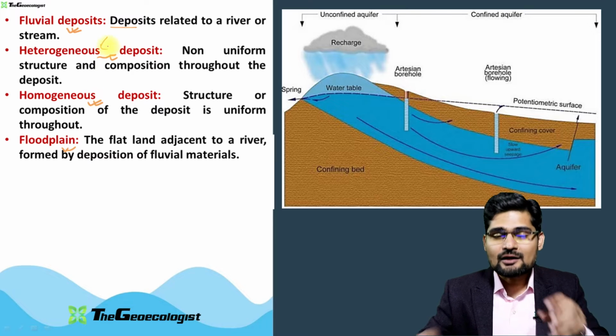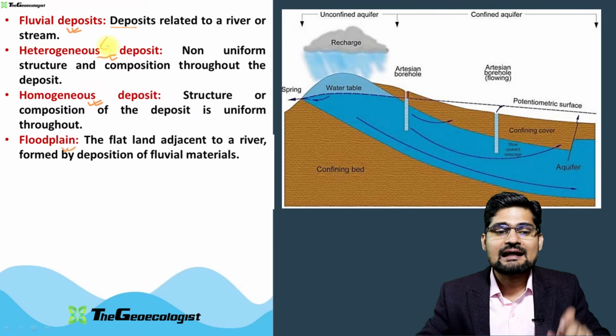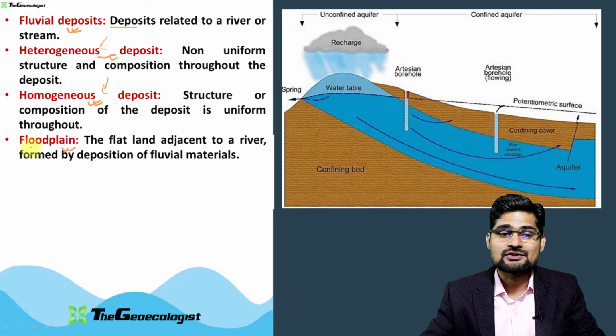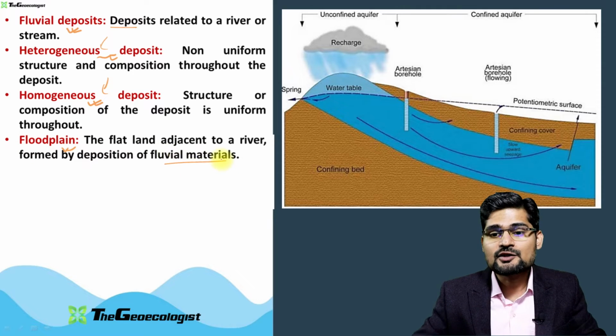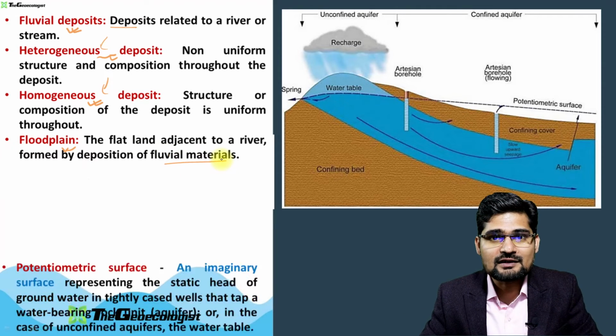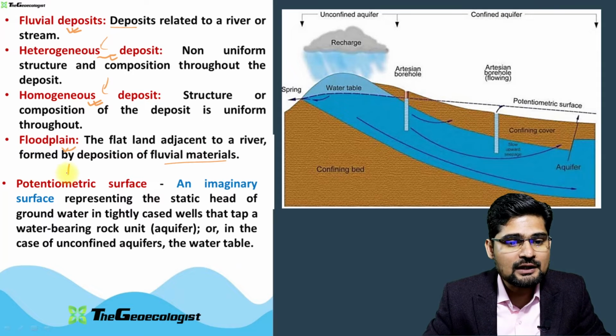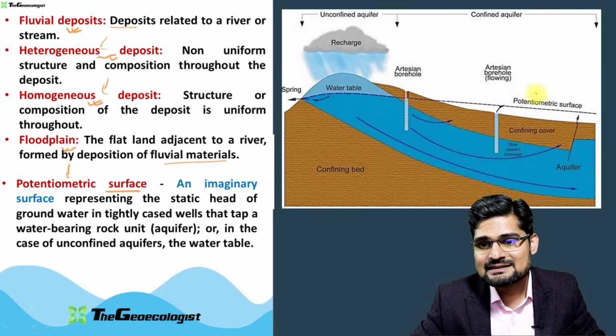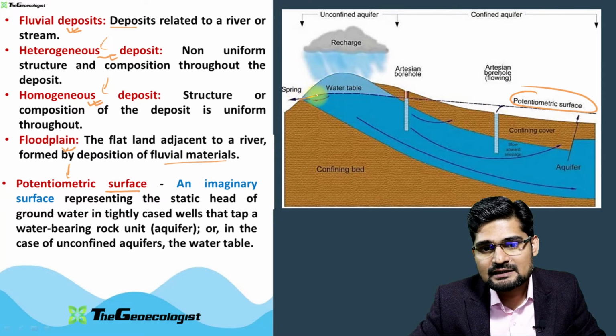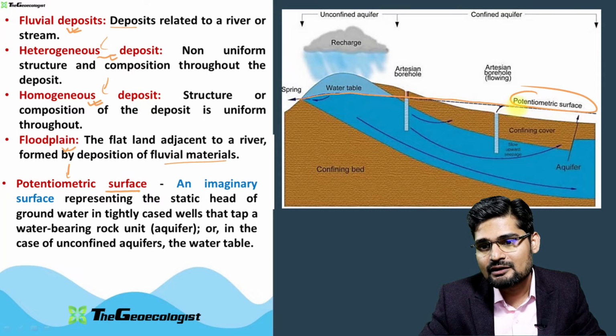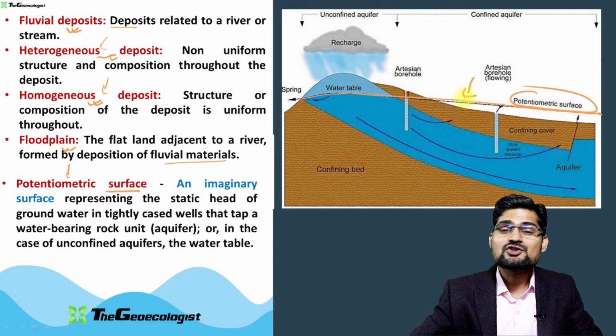Heterogeneous is the composition is in diversity, and homogeneous is the same kinds of deposition, and floodplain is the entire huge plain created by the river deposition. Then you have something called potentiometric surface. Do you see this particular surface? This particular line, this average line that you see here, is called potentiometric surface.